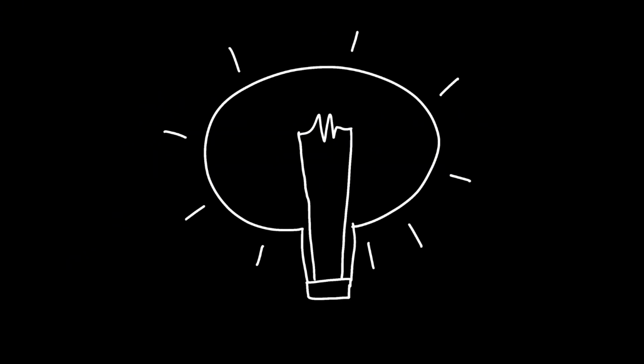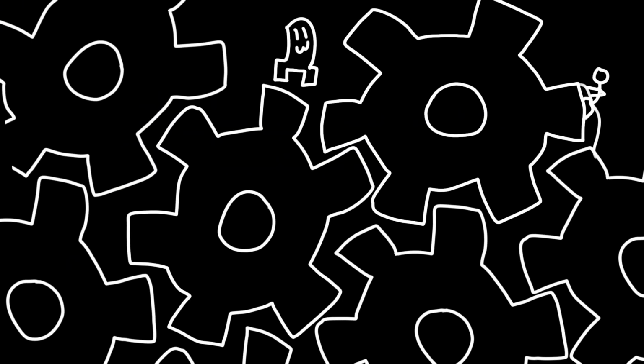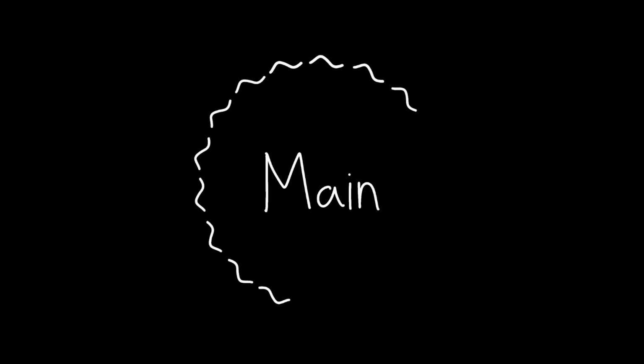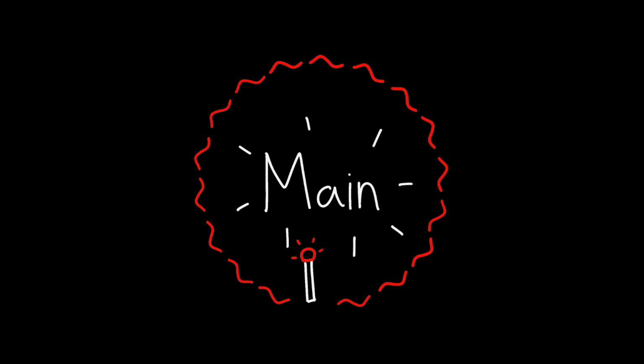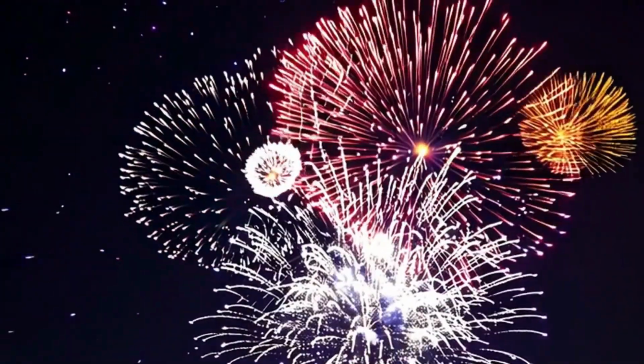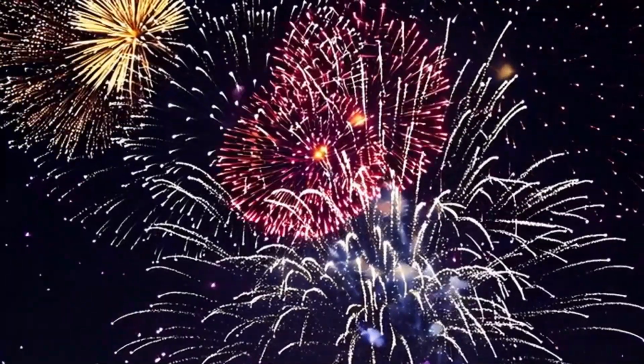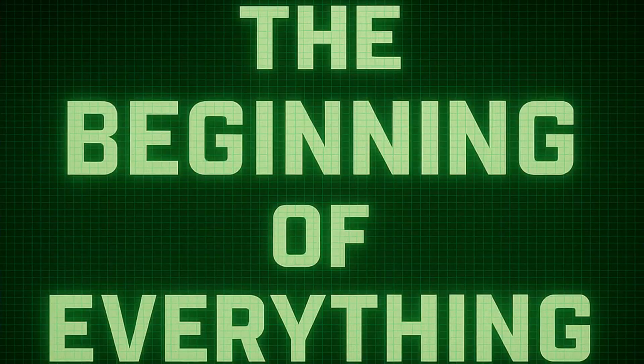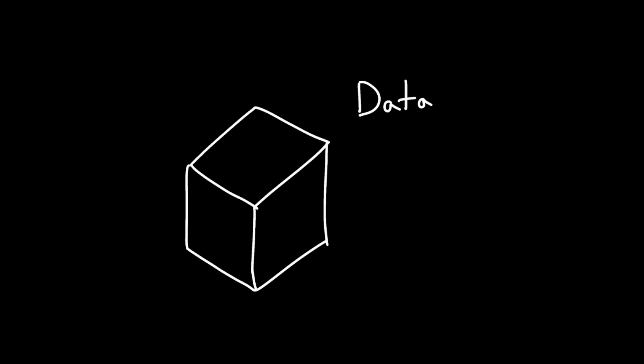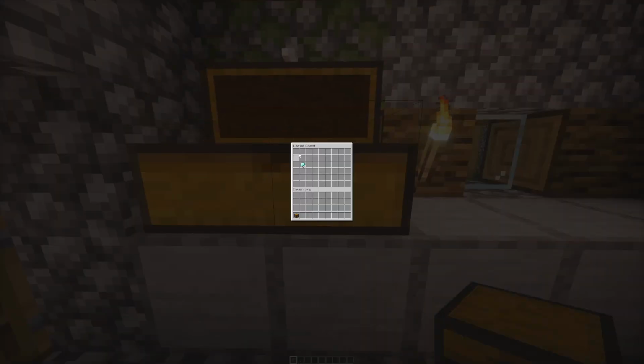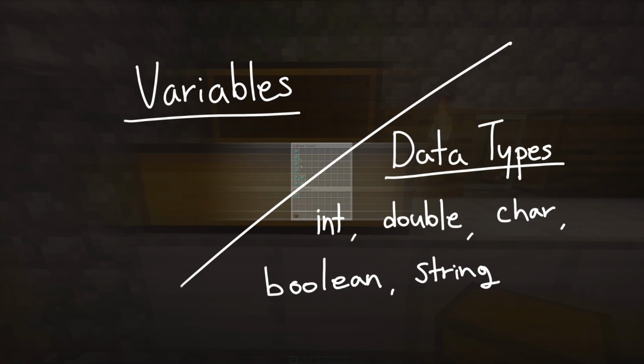If that didn't all click yet, that's totally fine. Just remember this. Main is your signal, your first logic trigger, your Redstone lever. And that's it. You've just written your first Java program and fired your first Redstone signal into your code. It's simple, but it's the beginning of everything. Next episode, we'll learn how to store data, like placing items in a Minecraft inventory using variables and data types.